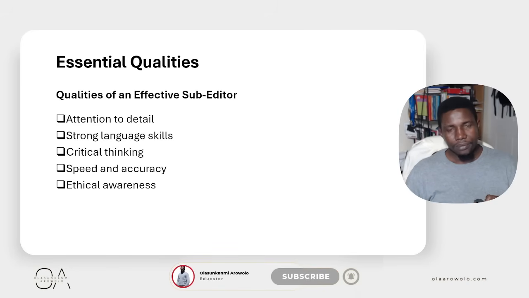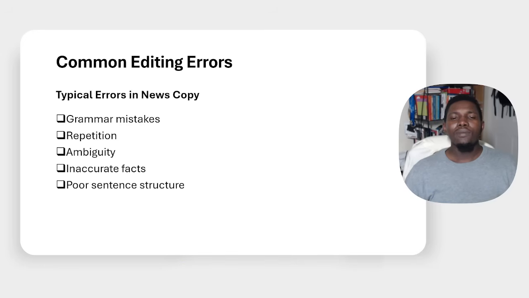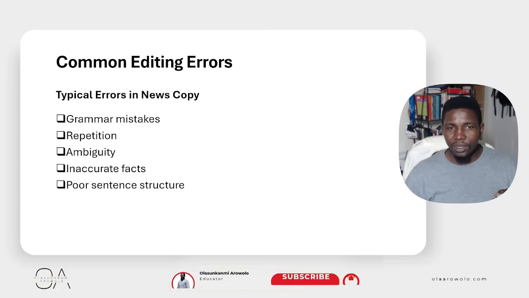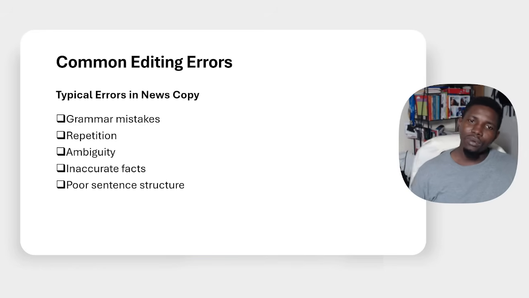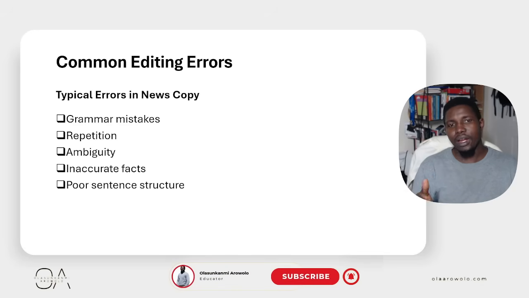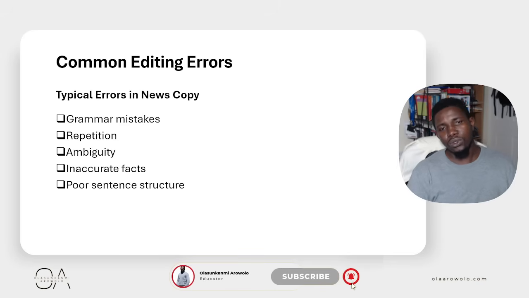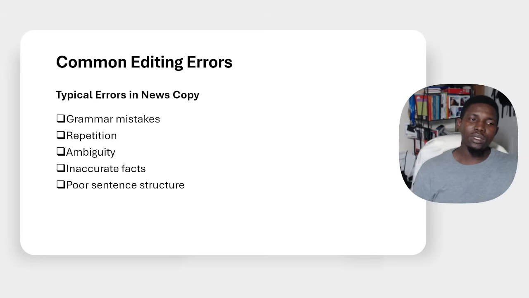Okay, now typical errors in news copy, which the sub-editor catches, include grammar mistakes, repetitions, ambiguity. You know what repetition is? When you repeat things. Ambiguity is when it's confusing and it's not very clear. Inaccurate facts, poor sentence structures. These are some of the things that the sub-editor looks at.